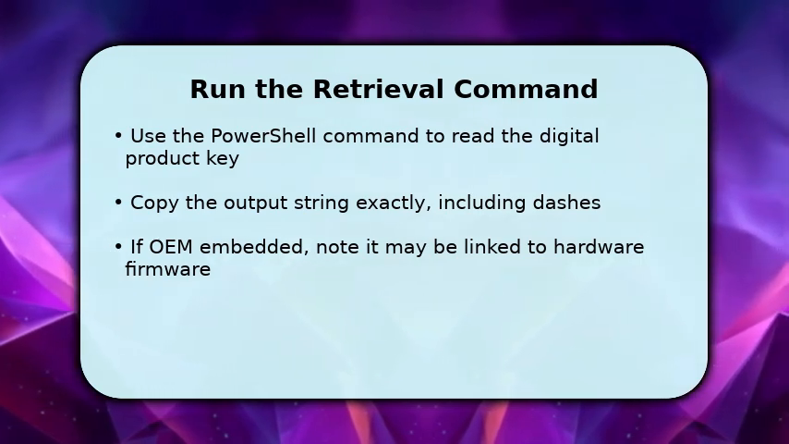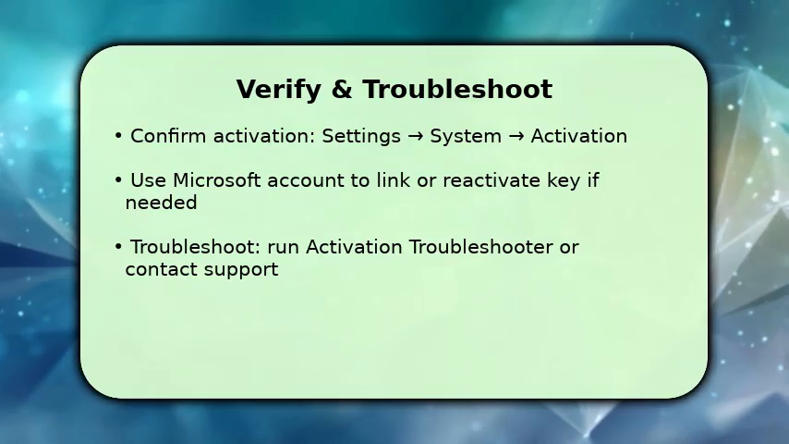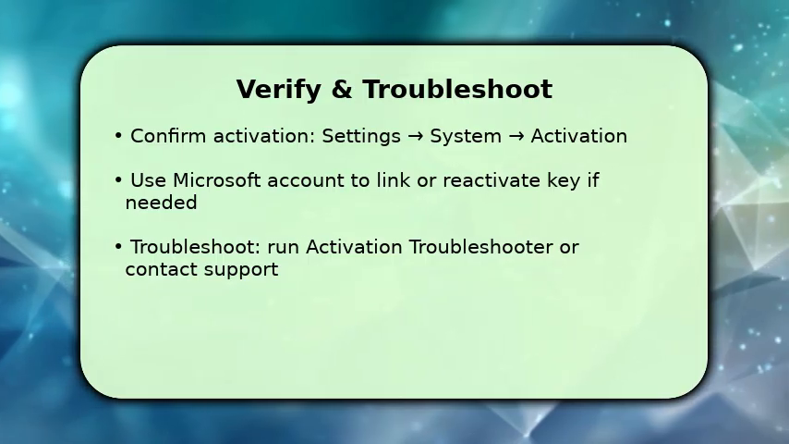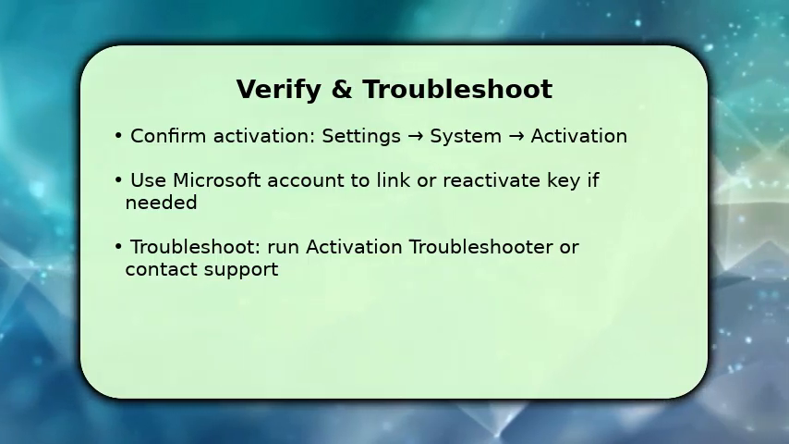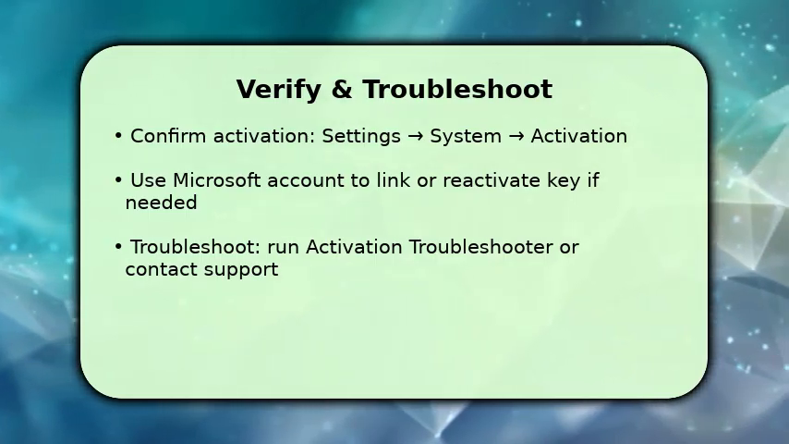Finally, verify the key by opening Settings > System > Activation and checking activation status. If Windows reports not activated, sign into the Microsoft account that holds the digital license and link the device. Make sure to use the copied key when prompted.